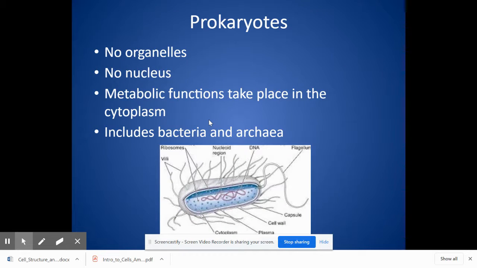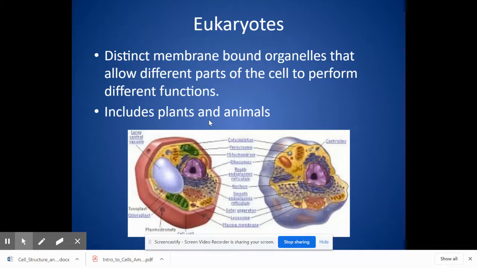So let's begin with prokaryotes. Remember, pro rhymes with no. No organelles, no nucleus, and everything the cell does needed for life takes place in that one cell, and that's in the cytoplasm. Eukaryotes, they have distinct membrane-bound organelles that allow different parts of the cell to perform different functions. Organelle means little organ, so they are like little organs inside the cell. Now, we mainly think of plants and animals when we talk about freshman biology. But remember, eukaryote cells are bigger and a lot more complex than prokaryotic cells.